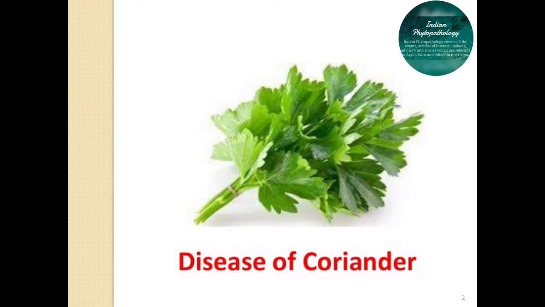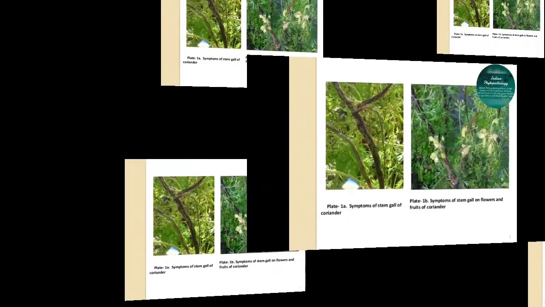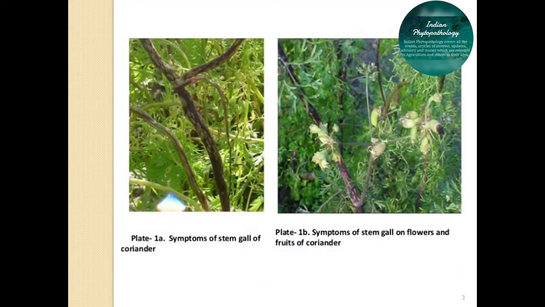So we will move on to the next most important disease, that is stem gall of coriander, and it is caused due to Protomyces macrosporus. We will see the symptoms of this stem gall of coriander. This disease is systemic in nature and manifests in the form of tumor-like swellings on all the aerial parts of the plant. So you can see the symptoms in this image. The galls were developed on aerial parts of the plant.